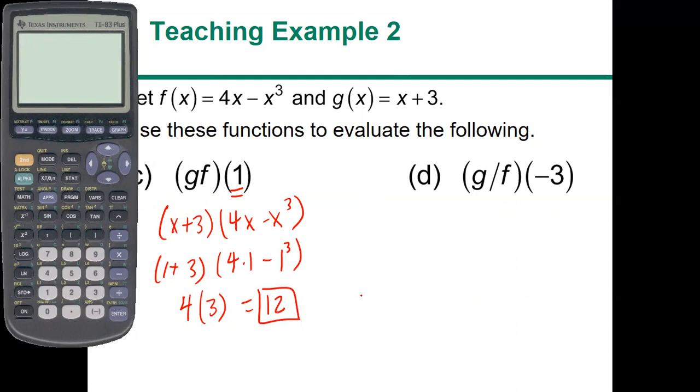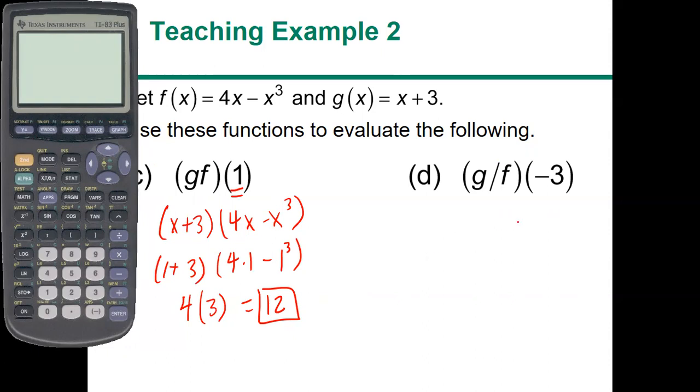So either you can substitute first and then multiply, or you can multiply and then substitute. Okay, so I just wanted to show you that either way you go about it, as long as you're still evaluating correctly.